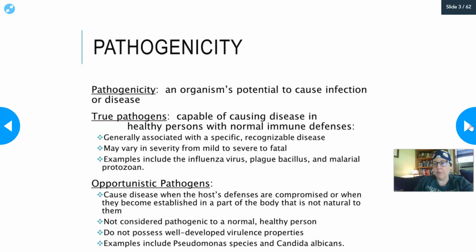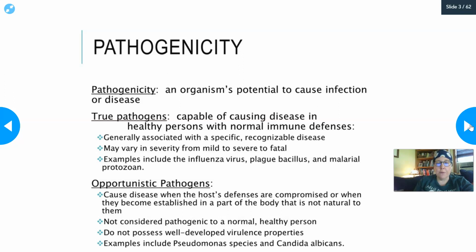So, for example, my friend, and he's a missionary, had malaria. Well, he was otherwise a very healthy young man, and maybe he's middle age now because he's about the same age as I am. And when he got malaria, he got sick. So that is a good example of a true pathogen.